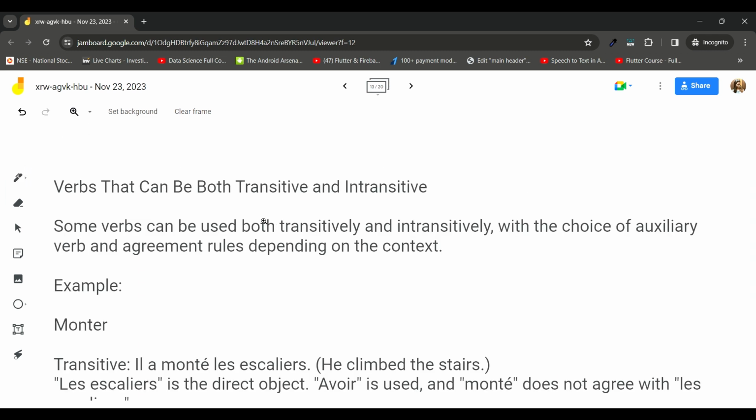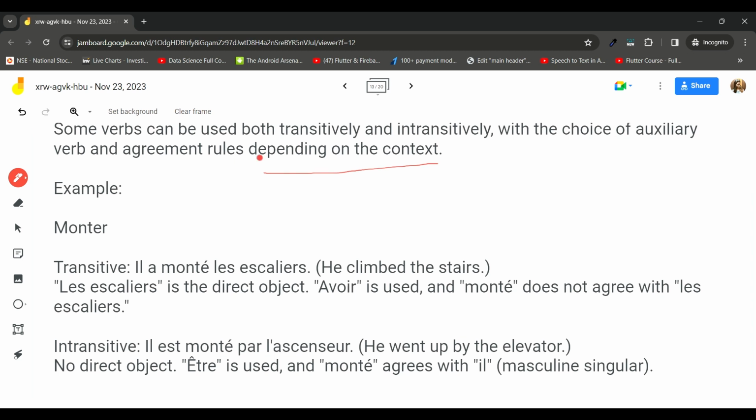There are sometimes verbs that can be both transitive and intransitive in nature. Some verbs can be used both transitively and intransitively, with the choice of auxiliary verb and agreement rules depending on the context. Now it is like an irregularity in this part, transitive and intransitive, and it totally depends on the context. For example, the verb we have taken is monter. Transitive: il a monté les escaliers. Subject pronoun, verb, object, which is directly connected to the verb. Les escaliers is the direct object. Avoir is used and monté does not agree with les escaliers.